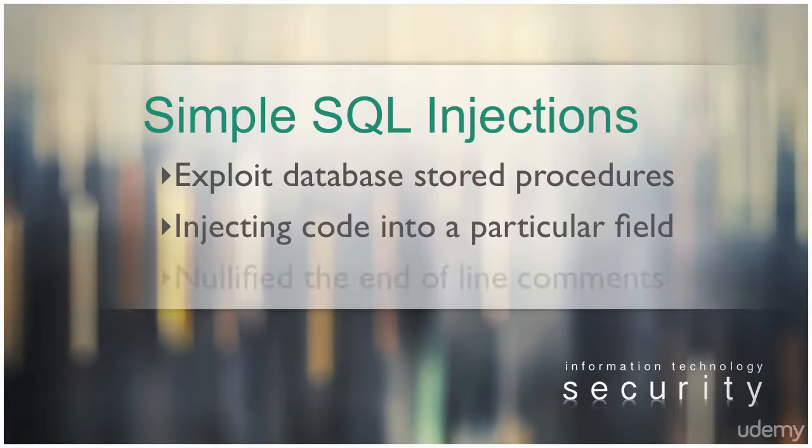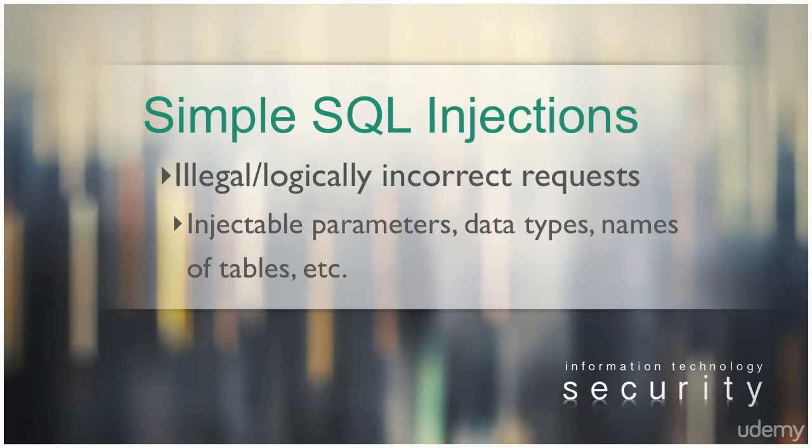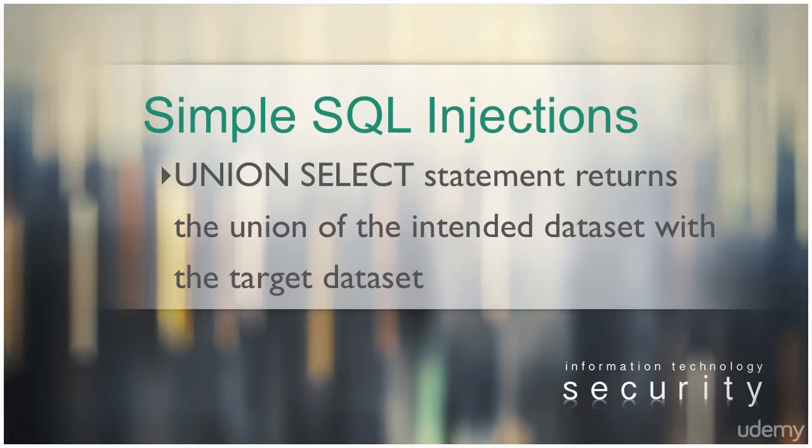The following are associated with simple SQL injection attacks. Attackers exploit database stored procedures to perpetrate their attacks. After injecting code into a particular field, legitimate code that follows is nullified through the use of end-of-the-line commands. An attacker may gain knowledge by injecting illegal or logically incorrect requests, such as injectable parameters, data types, names of tables, and a whole bunch more. Injecting statements that are always true so that queries always return results upon evaluation of a WHERE condition. Union select statements return the union of the intended dataset with the target dataset.